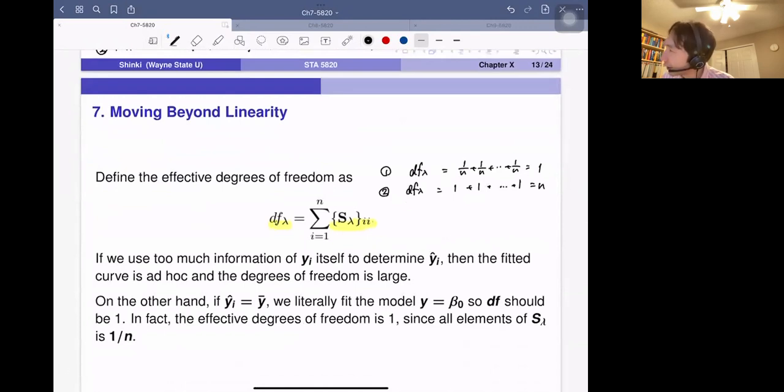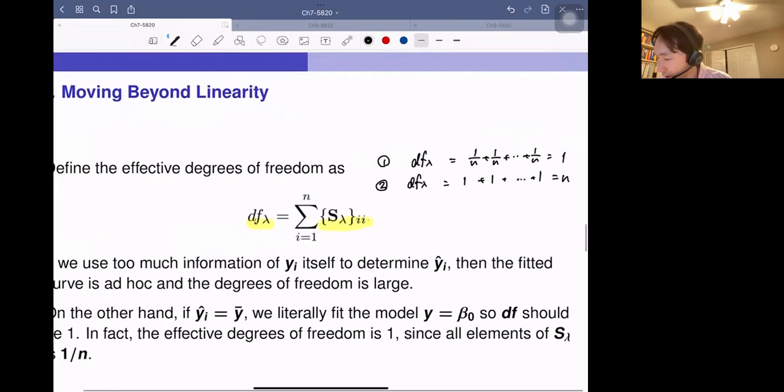Maybe it's possible that the df lambda is less than 1. For example, we exclude yi as the response to yi hat, but that is pretty unnatural. So usually the df lambda is between 1 and n.